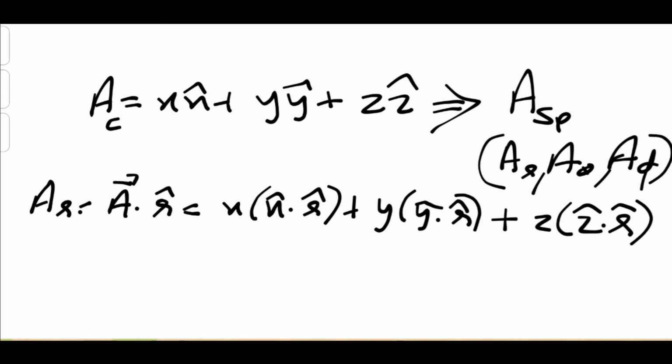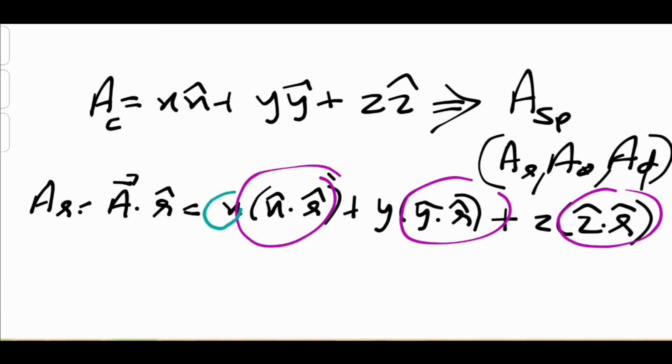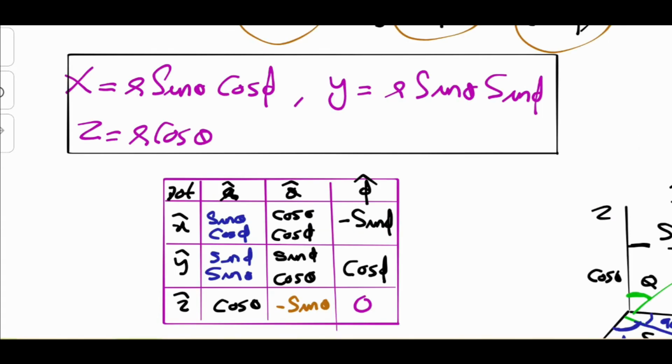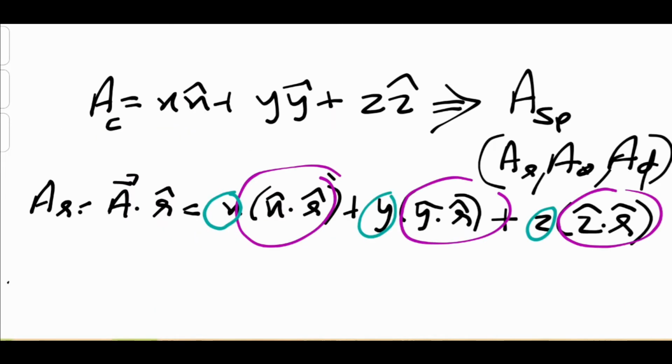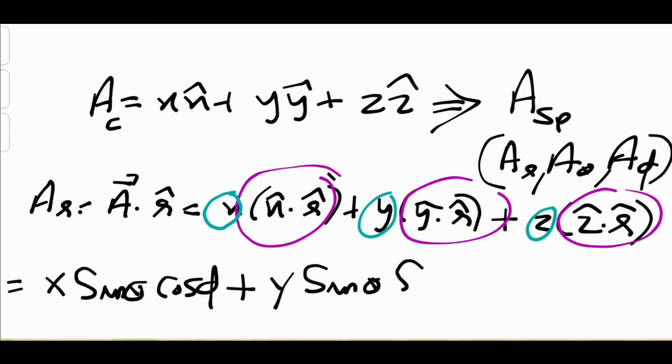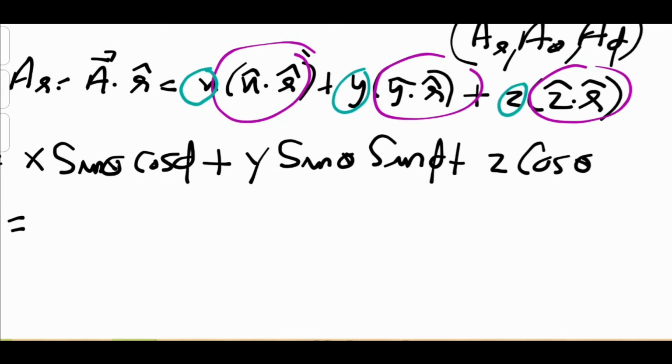So let's do that. Let's do the values. We need to know all these components to do this, so let's have a look at what we already know. These are the components here. We can put that into this equation. So it is going to be x times sine theta cos phi plus y sine theta sine phi plus z cos theta. So let's put down x, y and z.